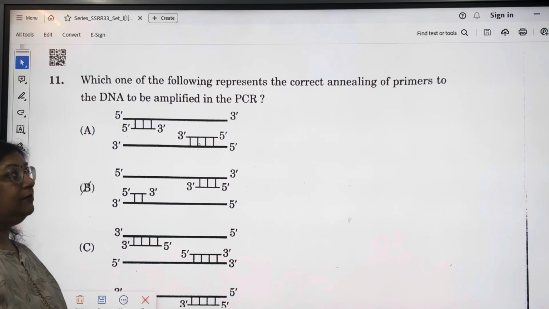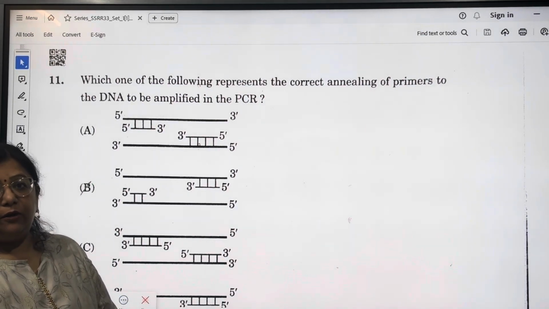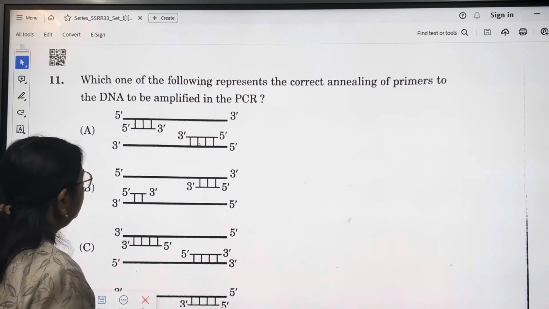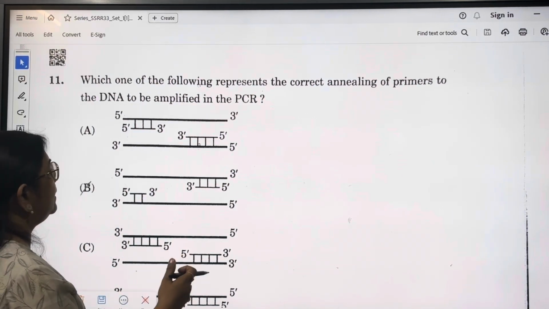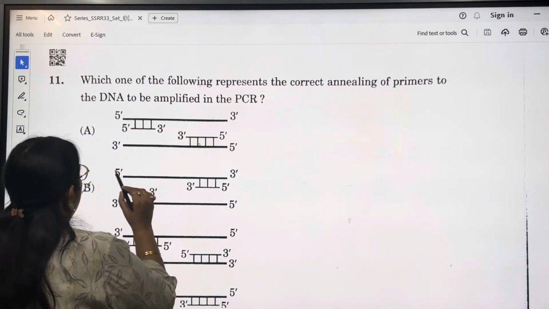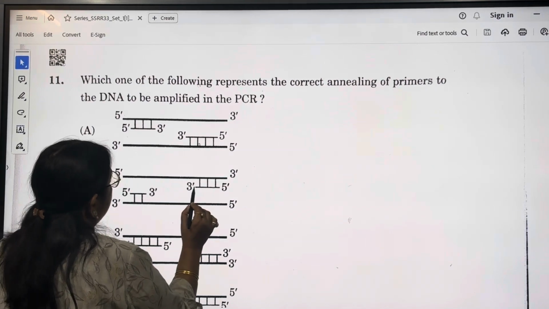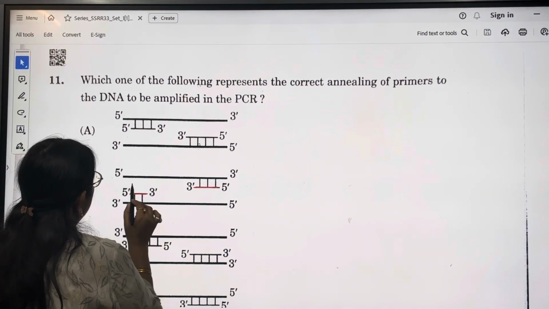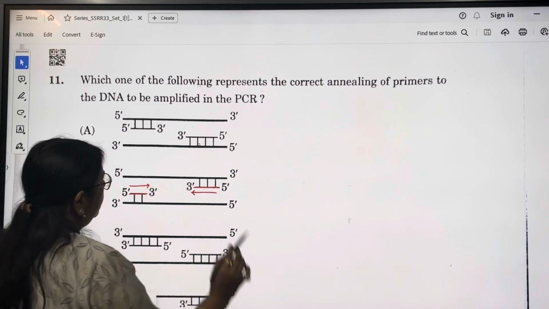So, question number 11 is, which one of the following represents the correct annealing of primers to the DNA to be amplified in the PCR? For annealing, primers are introduced, which are small stretches of oligonucleotides, and the process of annealing or the extension takes place in the direction of 5' to 3'. So, here in this step, this will be the correct answer because the process of extension takes place in this direction 5' to 3'.